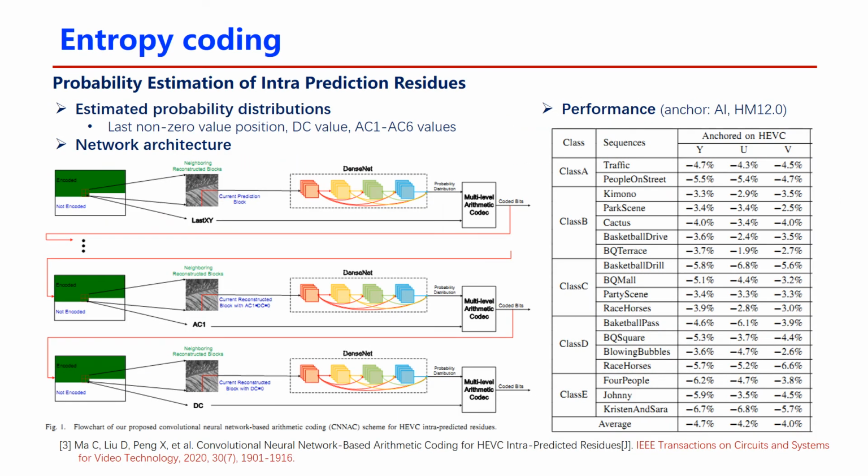A larger proportion of the bit stream is related with residual coefficients. So here is the probability estimation for the intra-prediction residuals. Probability distribution of syntaxes such as last non-zero value position, DC value, and the first to the sixth AC values are estimated by a neural network.